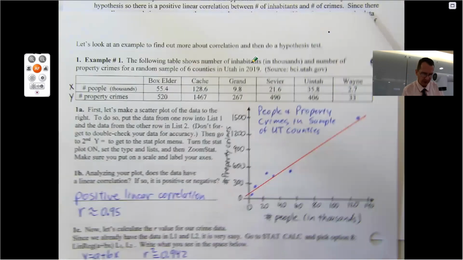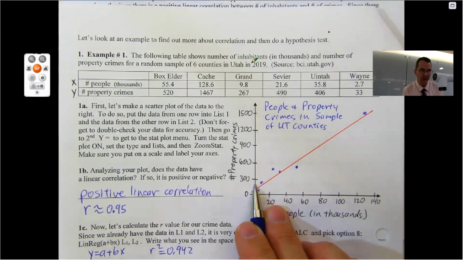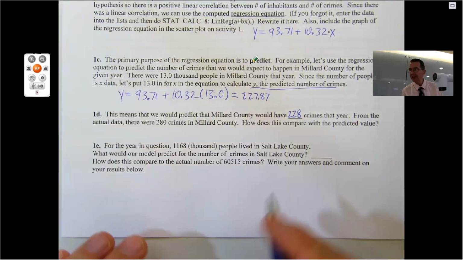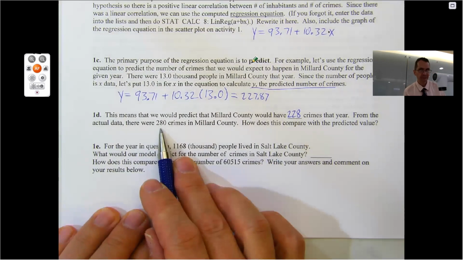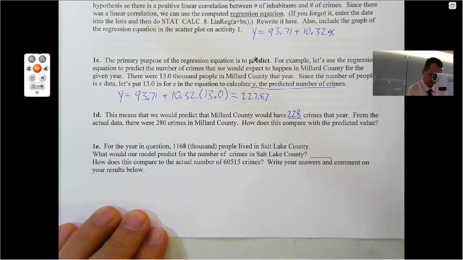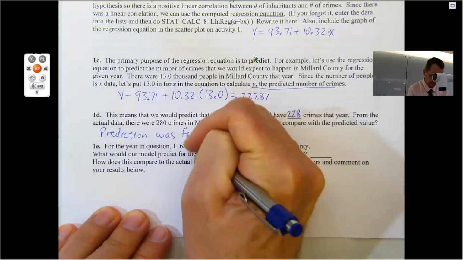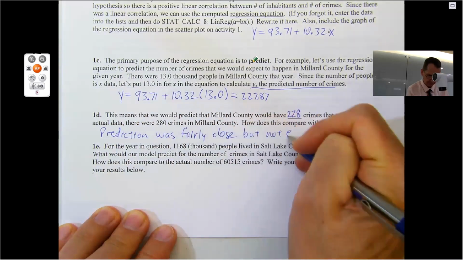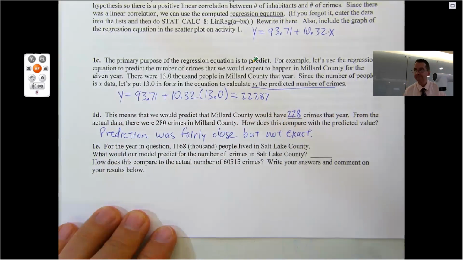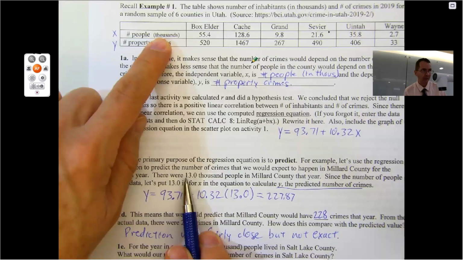So let's see that. If we were to come here to where about 13,000 would be, and come up to the line and go across, yeah, that looks like it'd be somewhere in the low 200s of property crimes. All right, so how did our prediction of 228 crimes compare to the actual of 280 crimes? It's a little low, but it's fairly close. So our prediction was fairly close, but not exact. Remember that we put in 13 because X was measured in thousands of people.